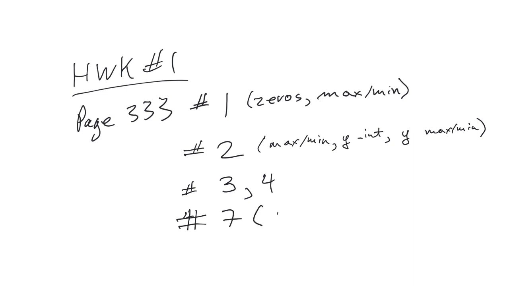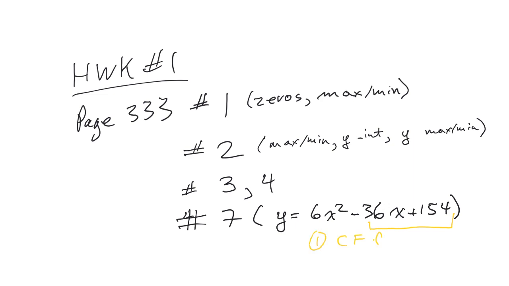The equation is y is equal to 6x squared minus 36x plus 154. That problem is exceptionally hard. Okay, the first thing that you have to do is, 1, you need to common factor first, i.e., pull out a 6 to start, and then do the rest of the problem.